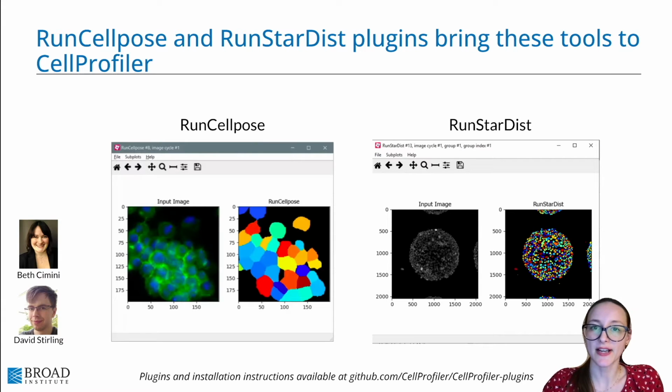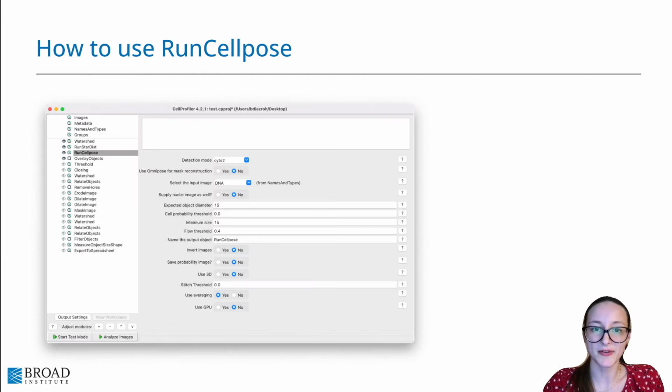So briefly, we'll discuss each of these modules and the settings that are present within the plugins. I'll talk about RunCellpose, and then Barbara will take it away for RunStardist and lead us through a couple of vignettes. First, for RunCellpose, this is what the module looks like when you open it and add it to a pipeline. I'll walk you through each of these different options that we have here within the module.